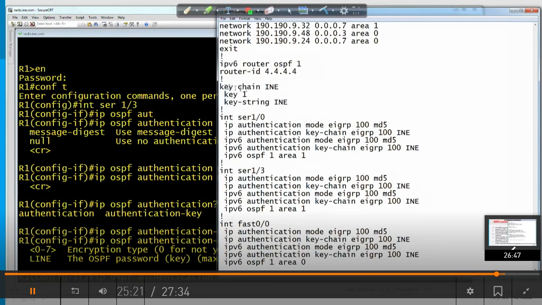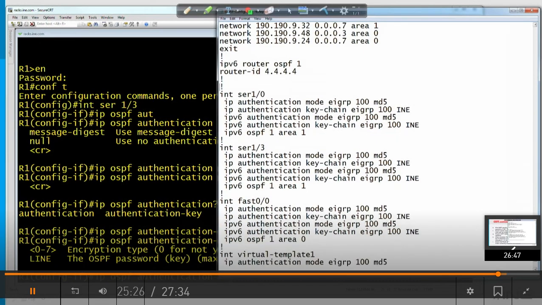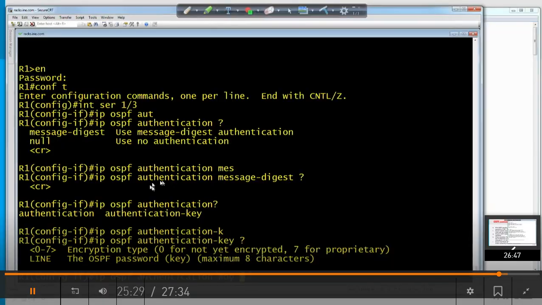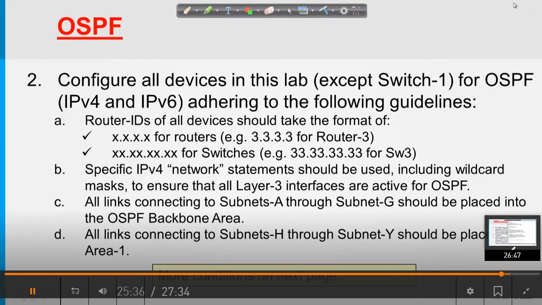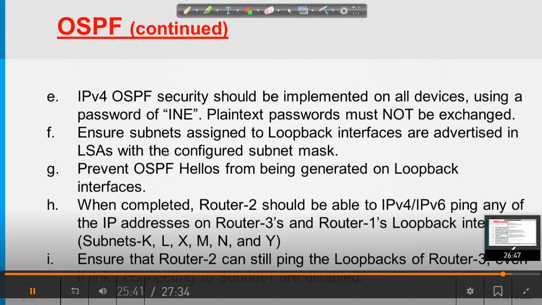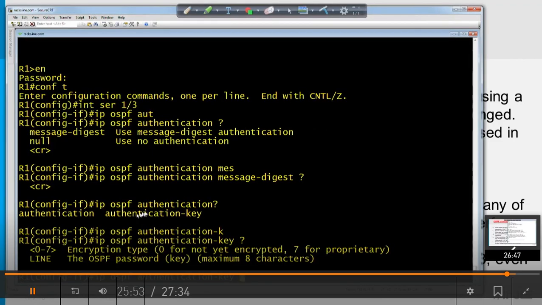Last one here. Great. Okay, and now I got to modify my interface level commands. We see it's IP OSPF authentication, and we were explicitly told in the objectives right here that OSPF security should not use plain text passwords. So we have to use MD5 in order to meet that criteria. And that is the IP OSPF authentication message-digest.